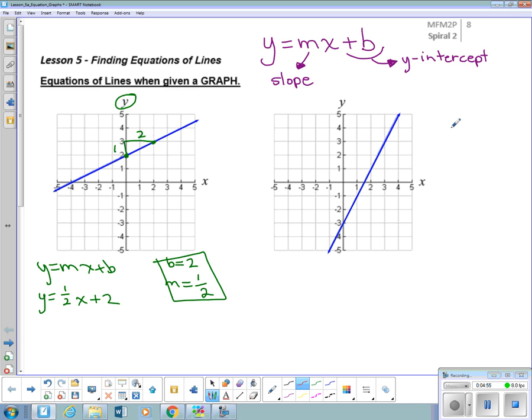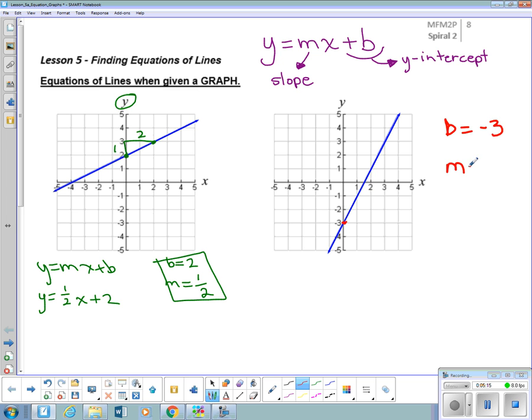So I know I need to find what b equals. I also need to find out my slope. Again, I think it's easier to find the y-intercept first, so here's my y-axis. As I go down it, where does it cross? Oh, it crosses at -3. I talked about that before.